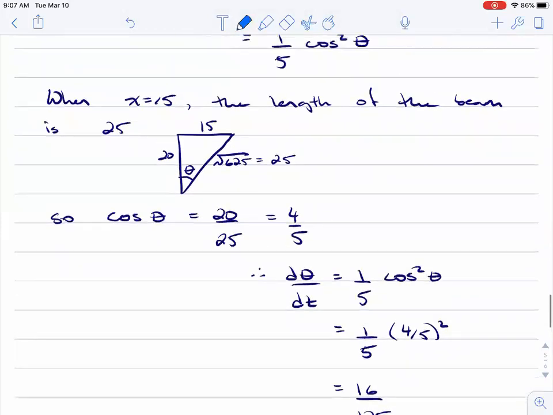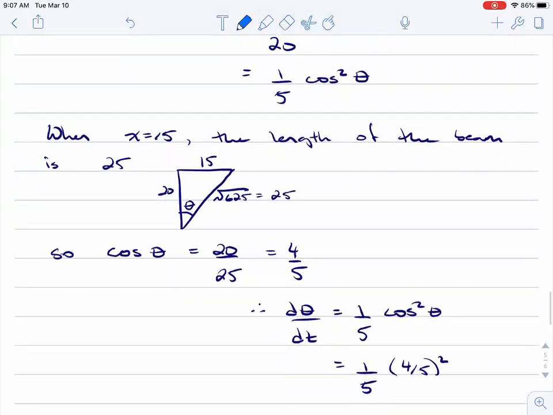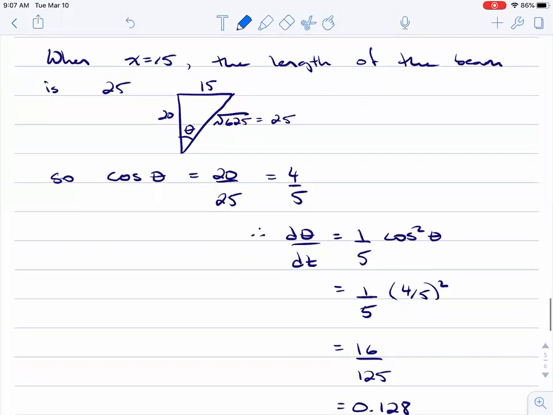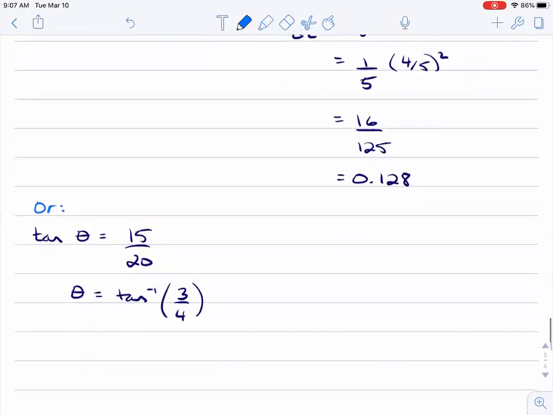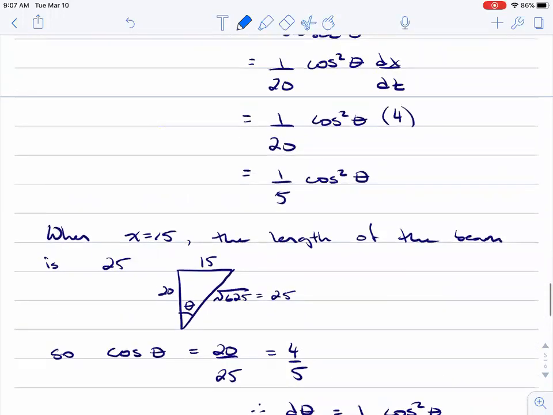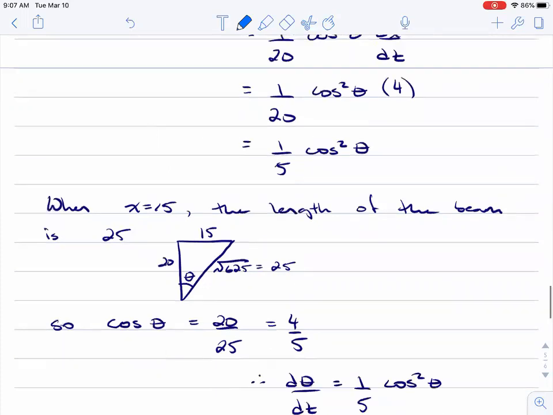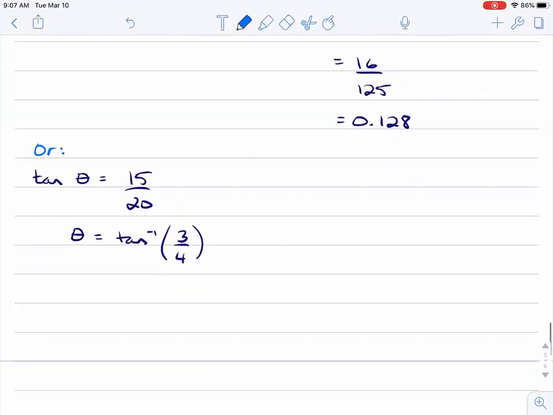Right, so one thing is to figure out what's cos theta, and then just square it, and then I've got the solution. What's another way? If we could find theta, then I can plug theta into the cos squared theta, and I should end up with the same result. Right? So let's just try solving for theta. So I get the tan inverse of 3 over 4.